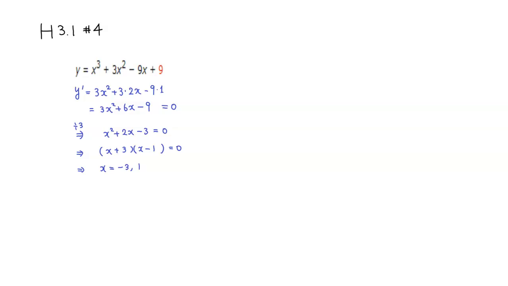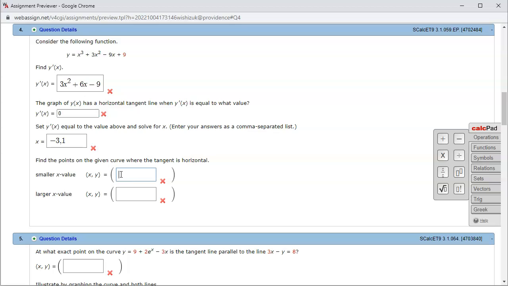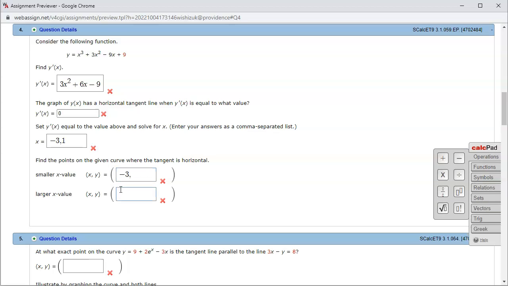So let's type it in. We got negative 3 comma positive 1. The question says: find the point on the given curve where the tangent line is horizontal. So we already have the x coordinates: negative 3 comma, so this one's done, the x coordinate is there, and then 1 comma. Then what you need to do is put these values back into the original function so that we can find the corresponding y value.